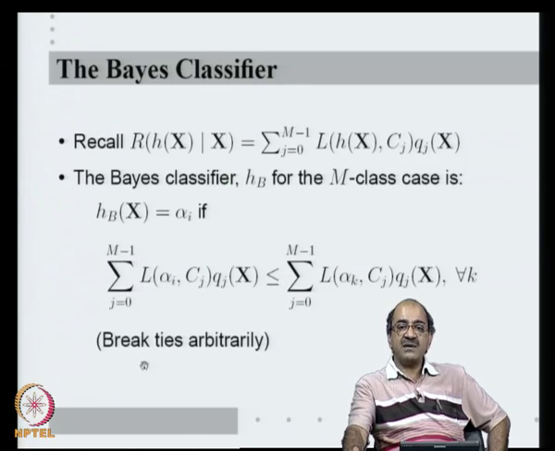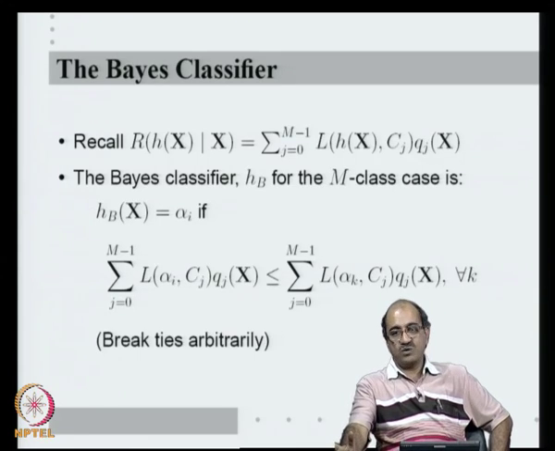By arbitrarily, I mean we can have a consistent policy. If alpha_2 and alpha_3 both attain the same minimum value, then I will choose alpha_2 saying the one with the smallest index, or I can choose alpha_3 saying the one with the largest index. Any such arbitrary way of breaking ties is good enough, because that will make my classifier a function. Given any x, it unambiguously assigns a class.